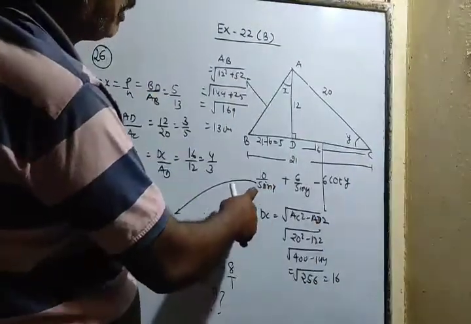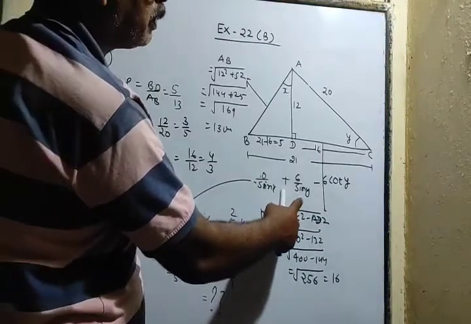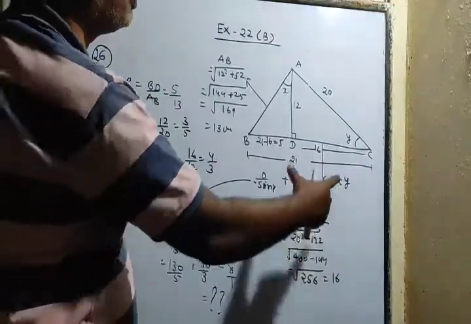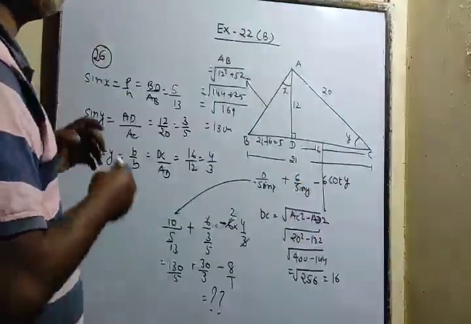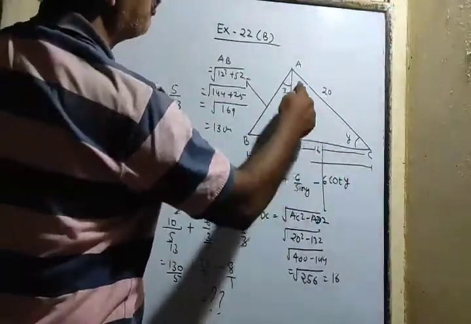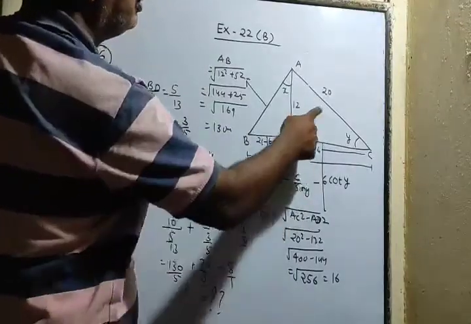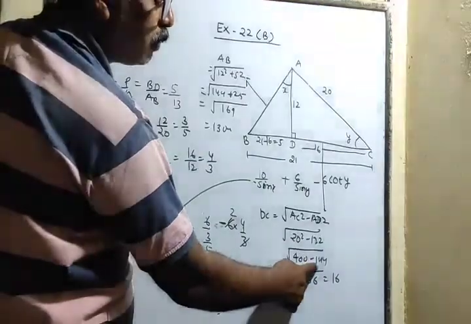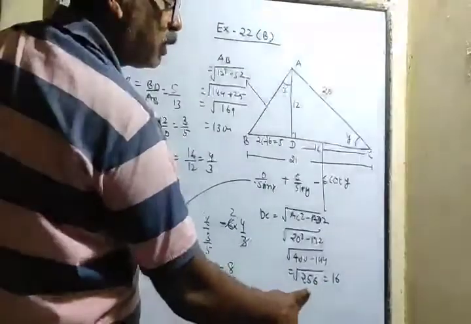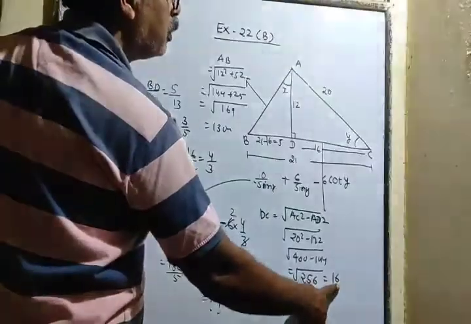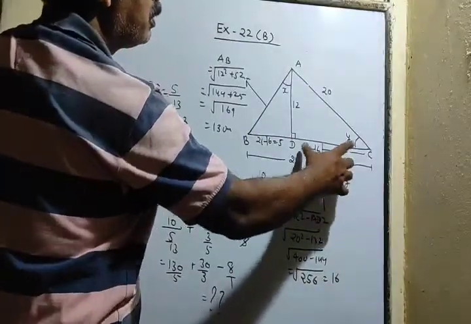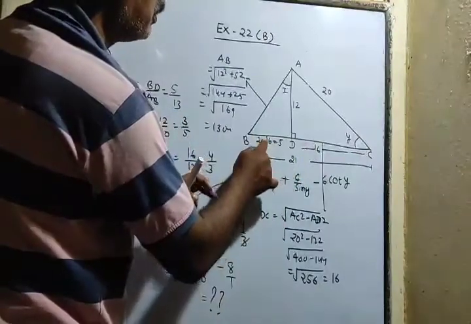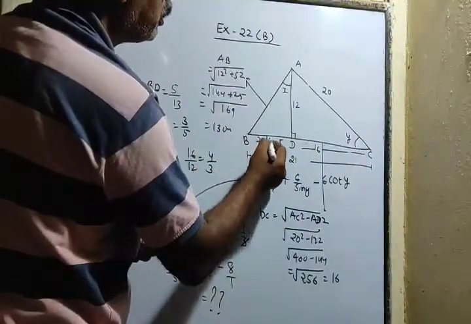And you have to find the value of 10 by sin x plus 6 by sin y minus 6 cot y. So what we are going to do, at first we are going to calculate DC. So DC will be AC square minus AD square. AC is 20 square, it is 12 square. So 400 minus 144 will come out as 256, and root of 256 is 16. Since this value has come out as 16 and the total length is 21, this length will be 21 minus 16, that is equal to 5 units.